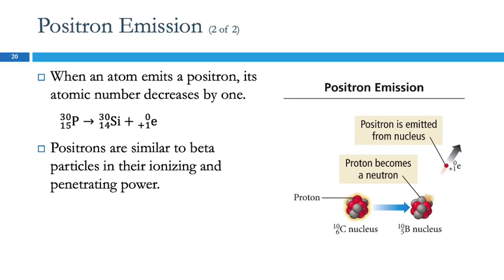So when an atom emits a positron, the atomic number goes down by 1. An alpha particle makes the atomic number go down by 2, and a beta decay electron makes it go up by 1. So here's an example. Phosphorus 30 becomes silicon 30 by emitting a positron. Positrons are a lot like electrons. They're the antiparticle, right? So same ionizing power and penetrating power as an electron. That is the four-door sedan, right?